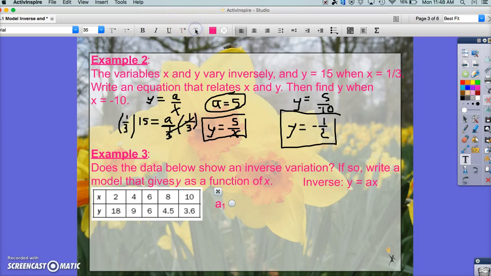So a sub 1, I do what? X times y, 2 times 18, which is 36. All right, let's try a sub 2. Four times 9, which also equals 36. All right, so far so good. The goal is to get the same number each time.